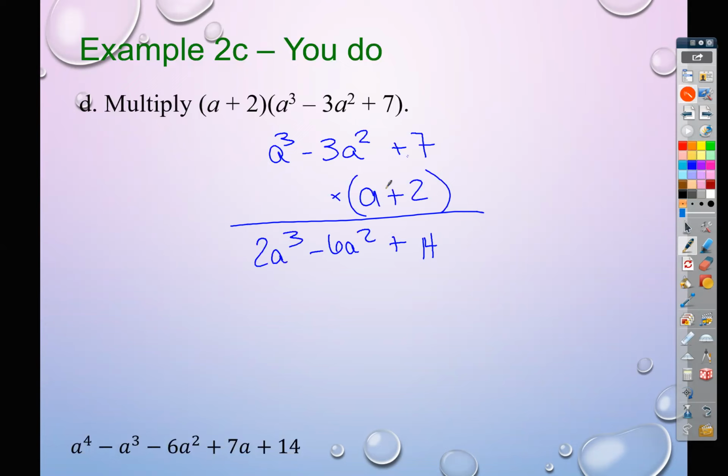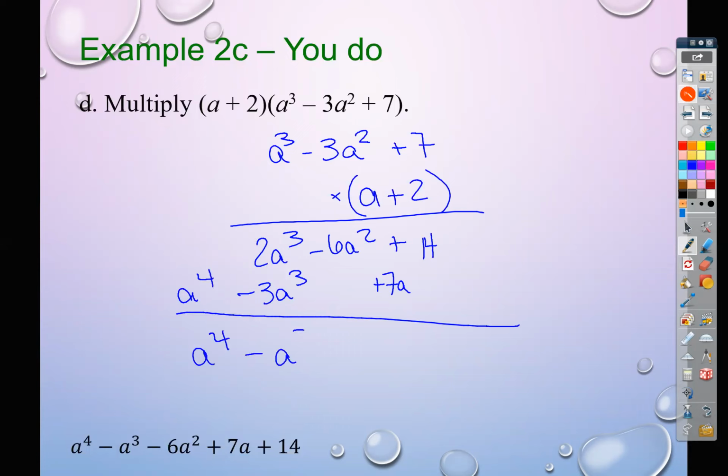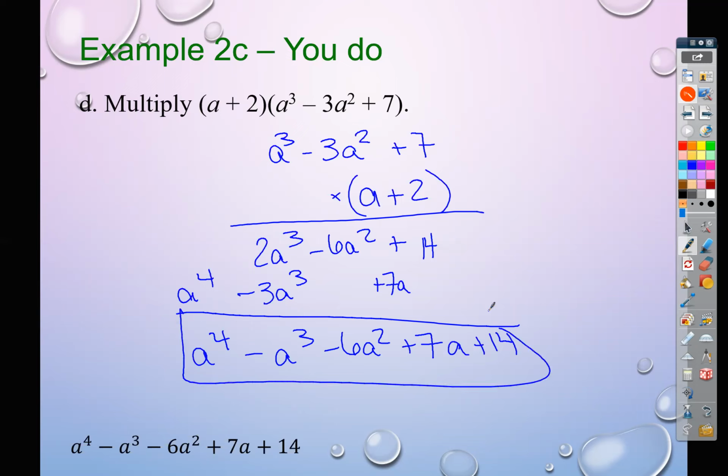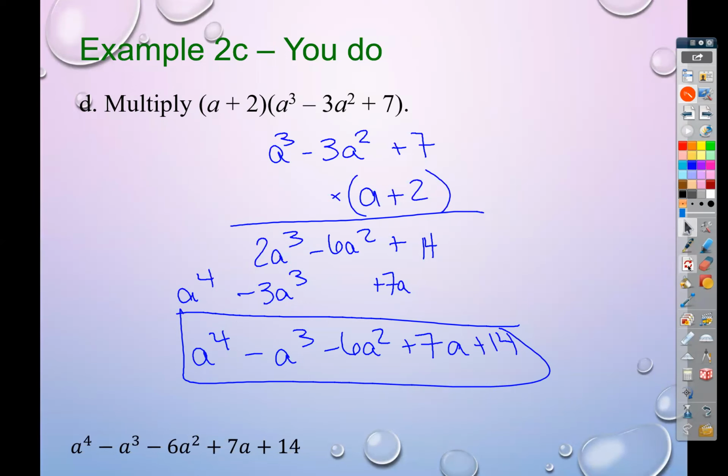Now we multiply this, and we kind of line things up. So this would be plus 7a. So you can see I'm putting it in between the square and the constant. This would be negative 3a cubed, and then this would be a to the 4th. So if you add all those together, you get a to the 4th minus a cubed minus 6a squared plus 7a plus 14. So you can do that if you want to. I'm not a huge fan, but that's just me. So let's go back.